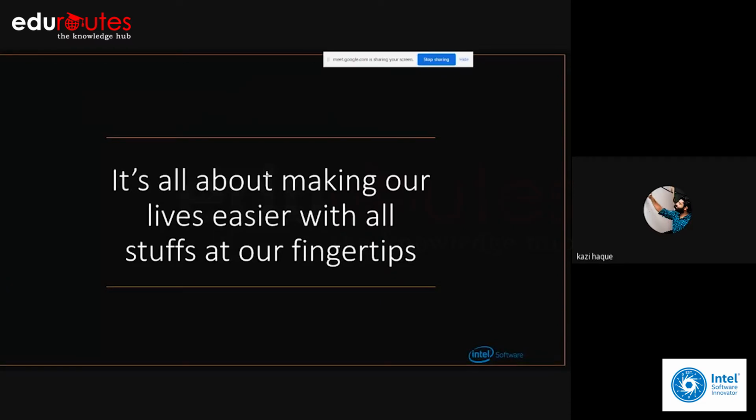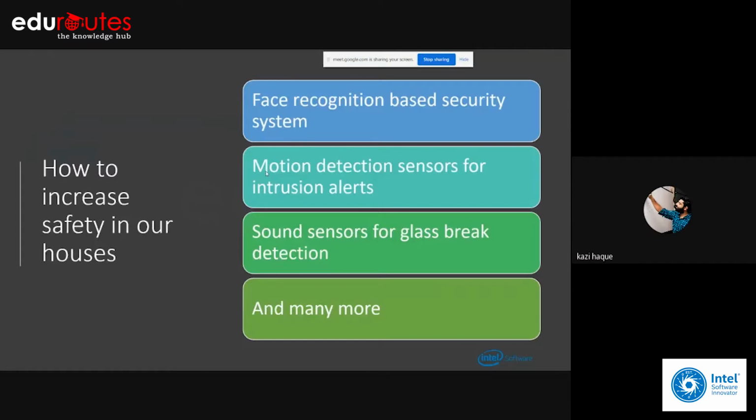So basically, in a very short nutshell, it's all about making our lives easier with all the stuff at our fingertips, right? Let's say it's all about making our lives easier and more secure, which would be a good definition, with all the different types of things that we are handling in our day-to-day life. So that is all about IoT and the different use cases you can go forward with, right?